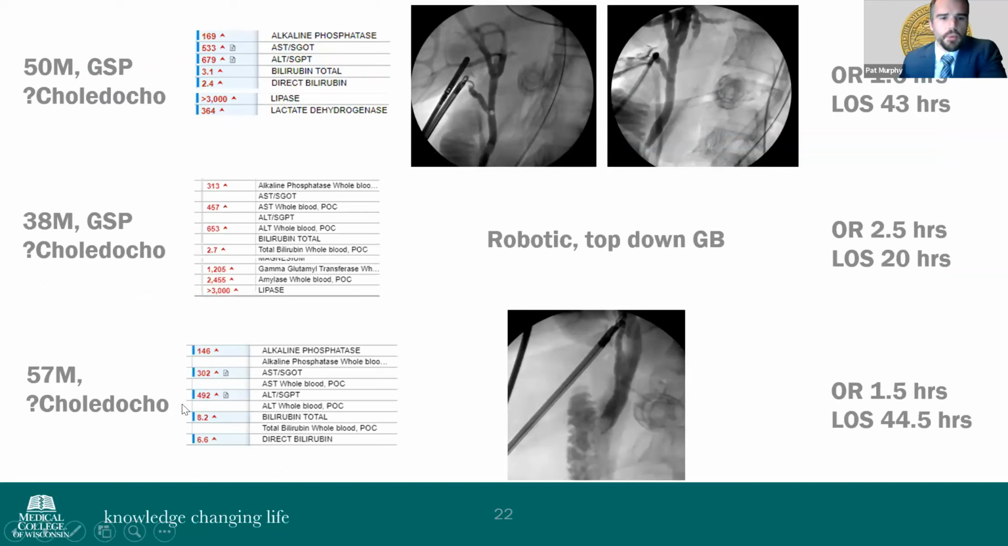This guy had a bilirubin of 8. And so you can see, IOC was positive. Great. Flushing didn't work. We cleared him transcystically, and he got out of hospital very quickly. You can do this robotically as well.